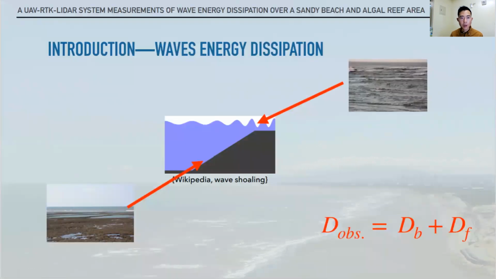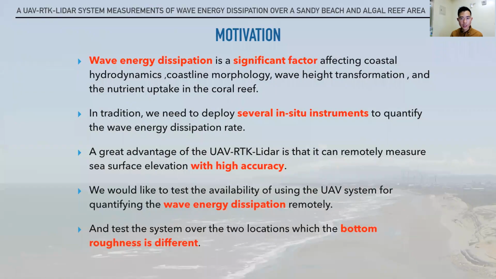When waves propagate from outside the shoreline to inside, the total dissipation of waves comes from two parts. One is the breaking dissipation, which is on the top of the sea, and the second one is the frictional dissipation, which is on the bottom of the sea. Since wave energy dissipation is a very significant factor that affects coastal hydrodynamics, coastline morphology, wave height transformation, and also the ecological system, we need to quantify it.